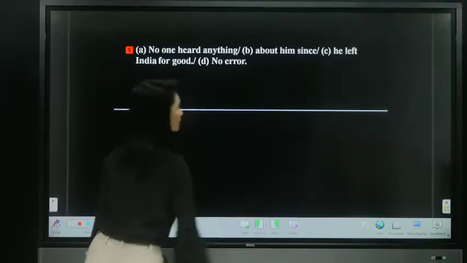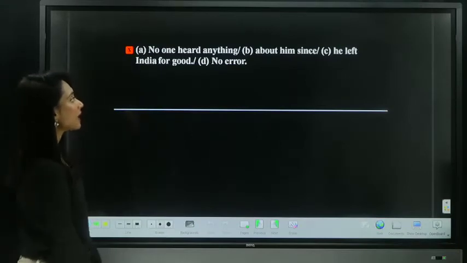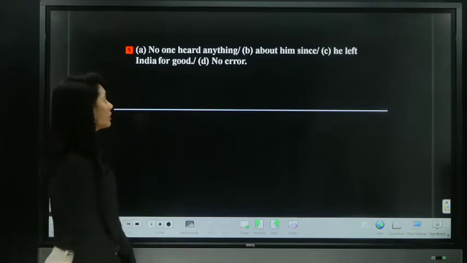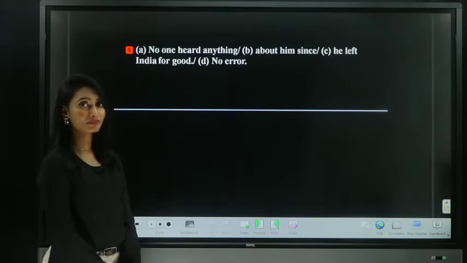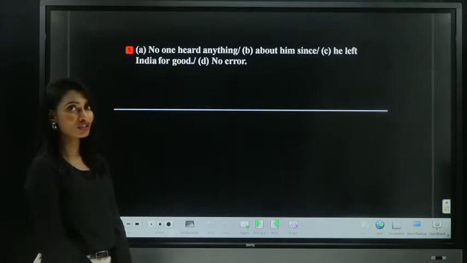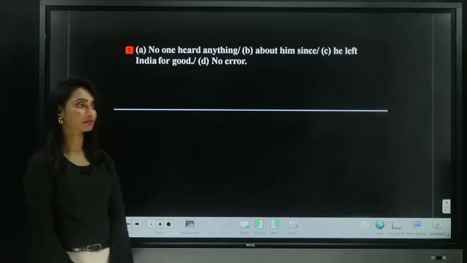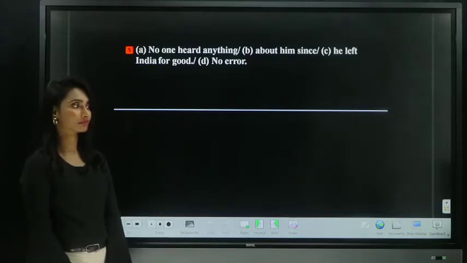Now look at the next sentence. No one heard anything about him since he left India for good. Quick. No one heard anything about him since he left India for good. Find out the time indicator and check out which tense you require to use. Quick, guys.